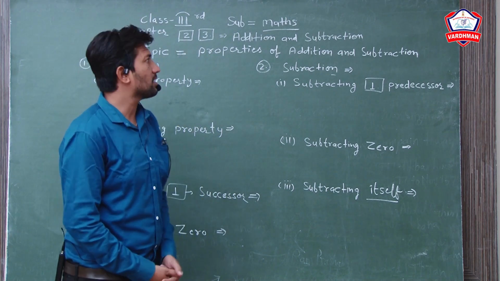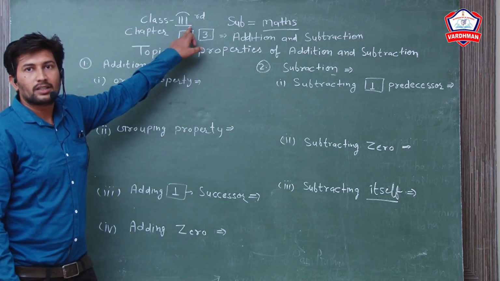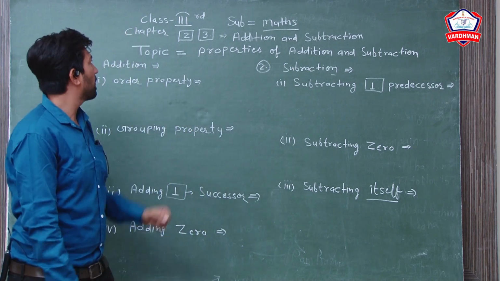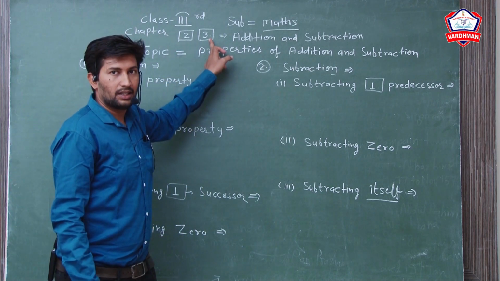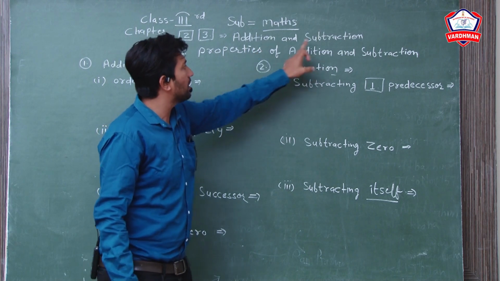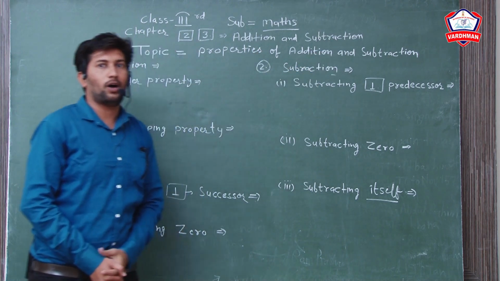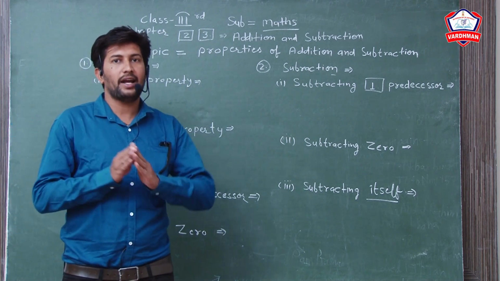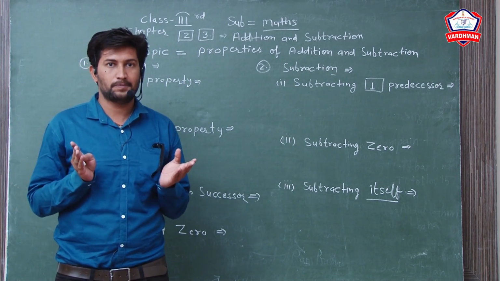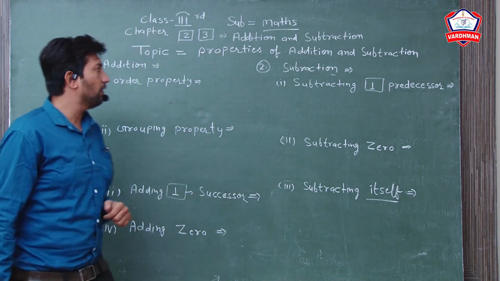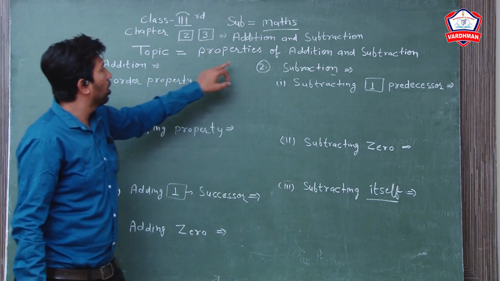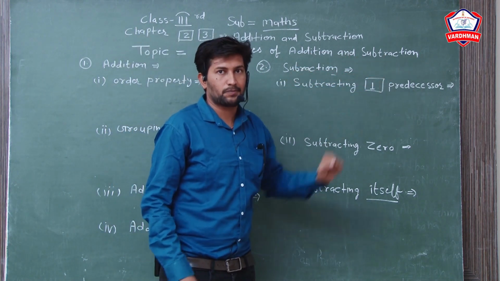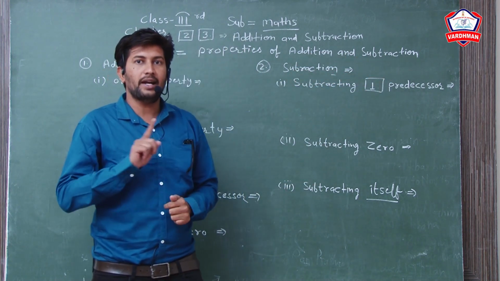Now your class third, subject mathematics, your chapter 2 and 3. It's combined, we will do addition and subtraction. In your previous class we discussed subtraction and addition in various ways. Today we will discuss this topic, properties of addition and subtraction.